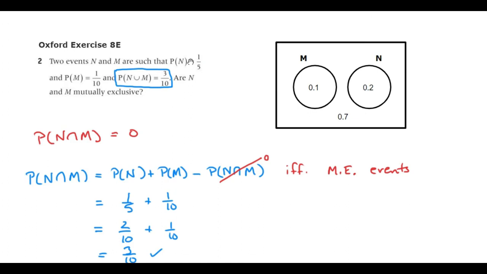And just to recap here, probability of N is 1/5. Of course, it's 0.2 in decimal form, and 1/10 is 0.1 in decimal form. And we can see that outside of those two events, the probability of neither event happening is 0.7, but that hasn't been asked for in this question. Just to give you the visual of what mutually exclusive events look like and why we're able to ignore the probability of the intersection.